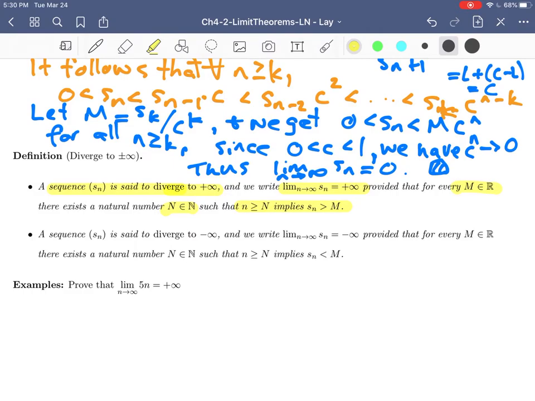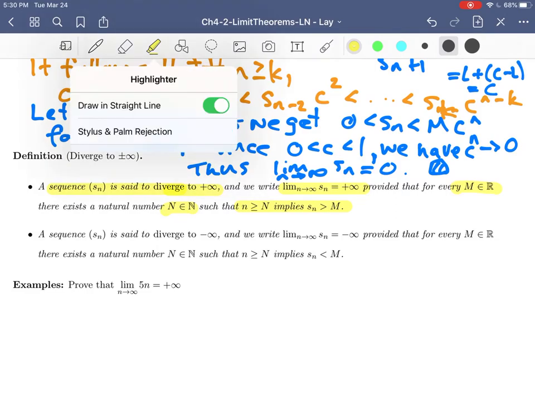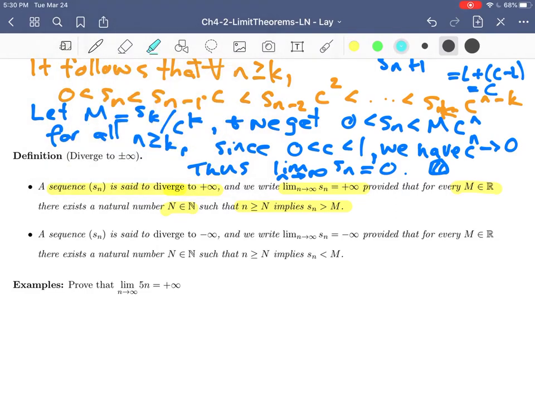And you can say a similar thing when it's diverging towards negative infinity. We say a sequence diverges towards negative infinity, and we write it in this way, if for every choice of m in the real numbers, there's a natural number N such that whenever we are far enough along in our sequence, then our terms are going to just keep getting smaller and smaller. Every term in the sequence after a certain point will be less than whatever real number you might choose.